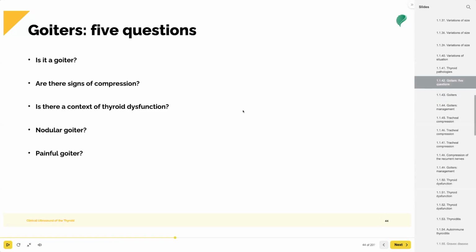Okay, we're going to go into goiters, 5 questions that we're going to ask when we speak about goiters. We're going to be faced with, is it a goiter? Are there signs of compression? Is there a context of thyroid dysfunction? Is it a nodular goiter? Is it a painful goiter?